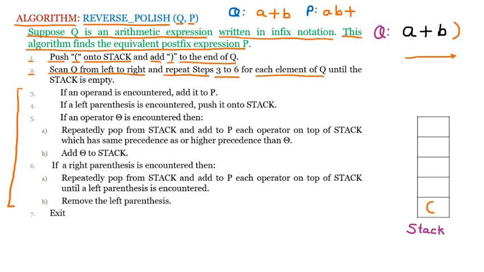If I take A, all these lines will be repeated until the stack is empty. So whenever there is something inside the stack, these lines are going to repeat, and once the stack is empty, there will be closing of this while loop. So these lines will not repeat. So now we are going inside these lines. We have line 3 which says if an operand is encountered, add it to P.